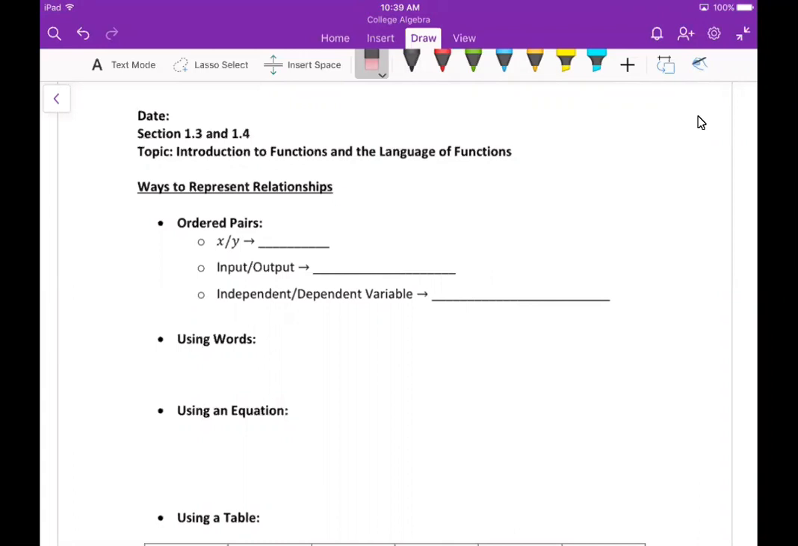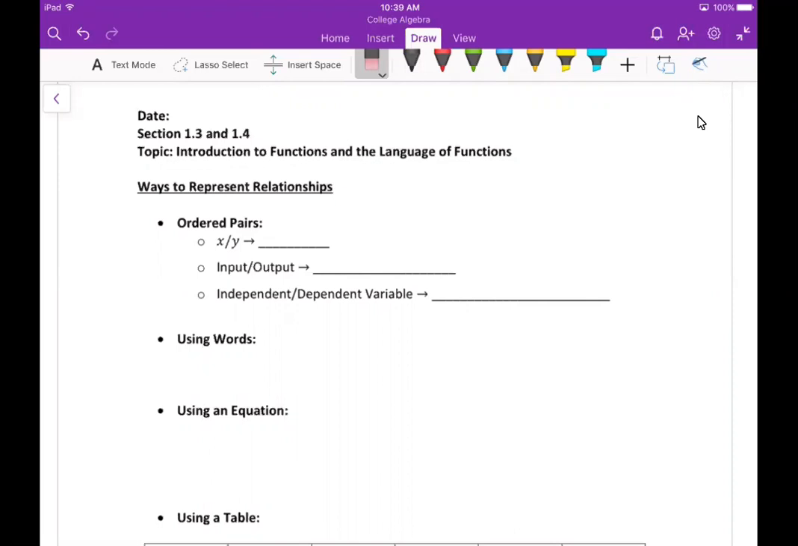So the first thing I want to talk about is just relationships in general. In section 1.2, we started talking about how we look at two variables together. We visualized that relationship between two variables using scatter plots. So what we're going to do now is take those two variables and talk about some other things we want to look at with that relationship.